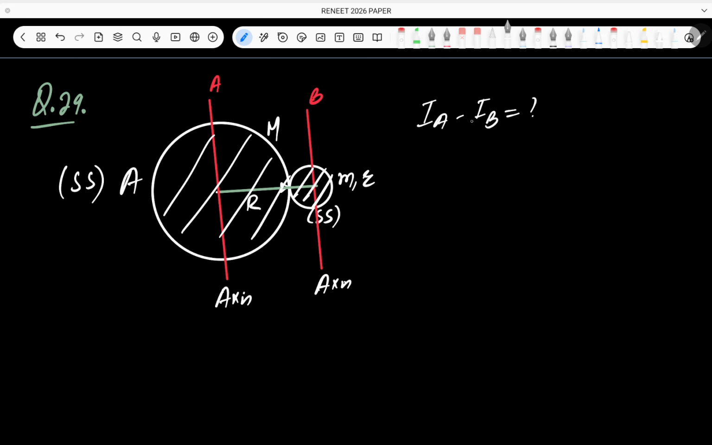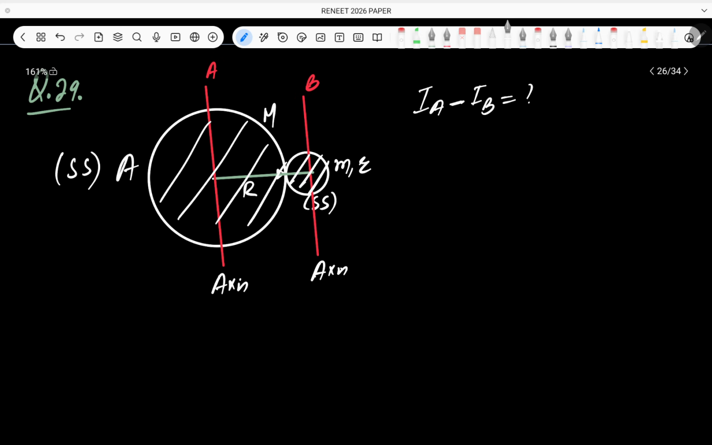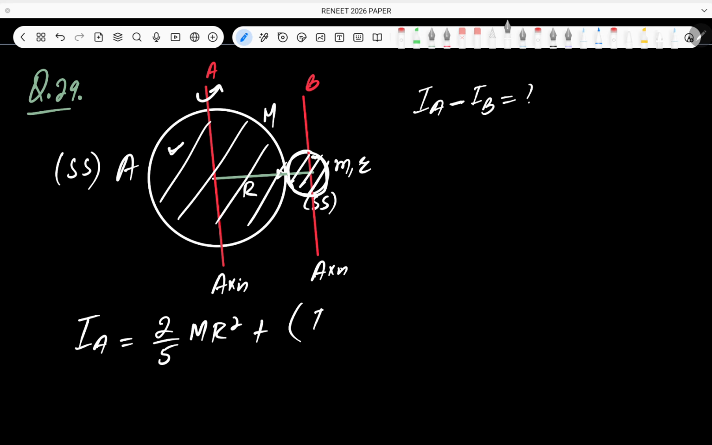All right, now IA is the moment of inertia about axis A, and IB is the moment of inertia about axis B. We are supposed to calculate IA minus IB. Let's first of all calculate IA. The moment of inertia about this axis for this solid sphere will be simply 2 by 5 MR square. Plus, the moment of inertia of the smaller sphere about this axis, we will have to use the parallel axis theorem, that is ICM plus md square.